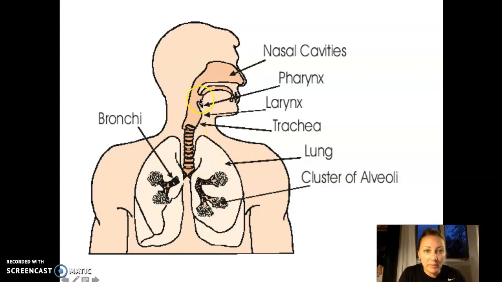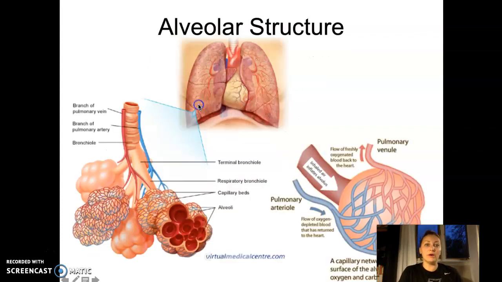Right there at the back, so here's the tongue. At the back of that is your epiglottis. So looking at the alveoli, again, grape-like structures. Notice all this netting around it. Those are the capillaries. Notice how they're red and blue. The red side being oxygenated blood, the blue side being deoxygenated blood.